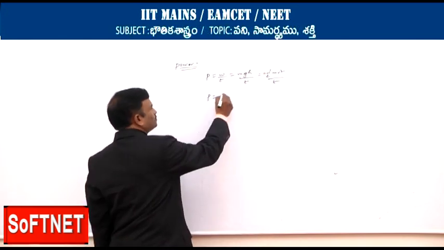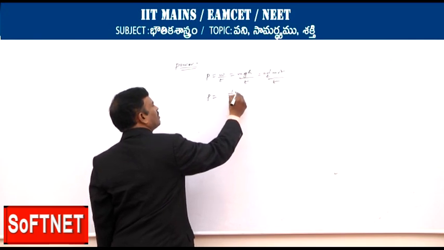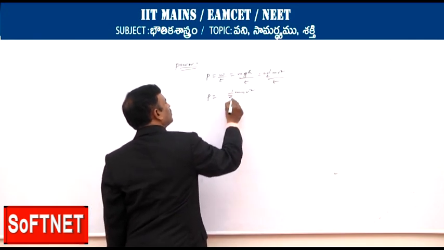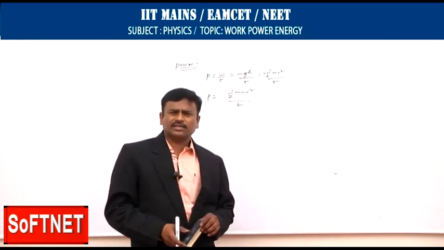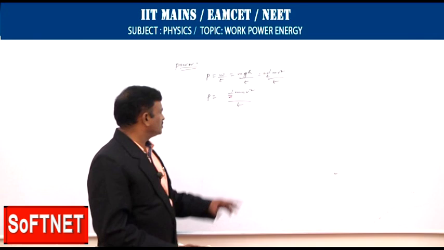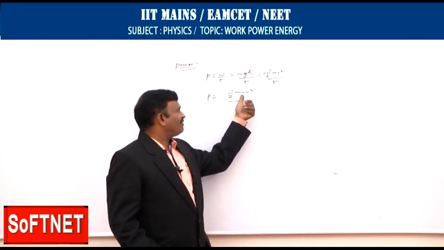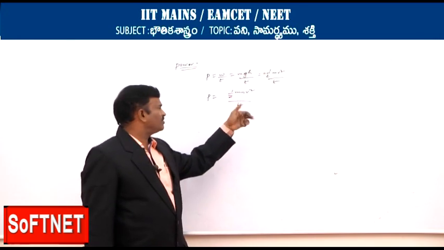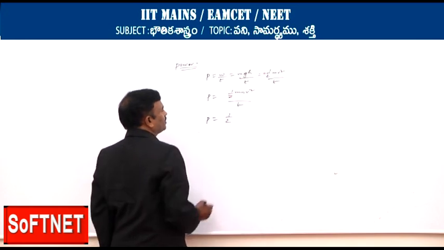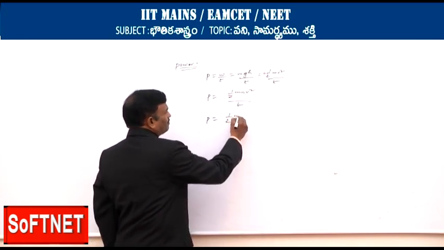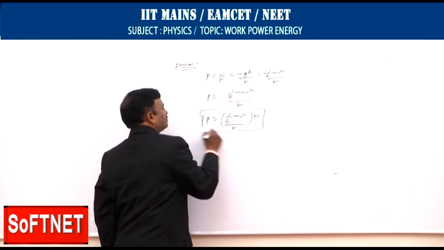For n number of bullets fired, power is equal to half n m v square by t. Assume there is a machine gun firing n bullets in 1 second. Then the power of the machine gun is power equal to total energy by time. The energy of each bullet is half mv square. How many bullets are there? n bullets. That is the reason power is equal to half m v square by t into n, where n is the number of bullets.